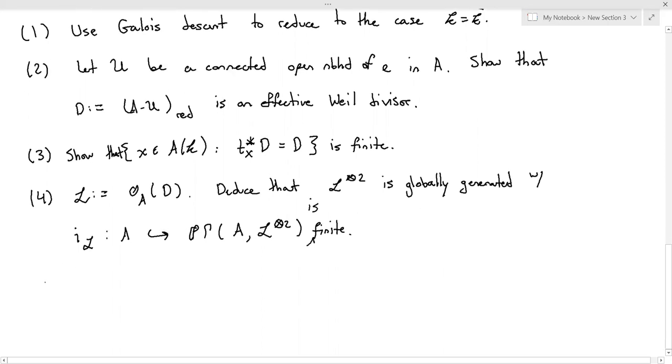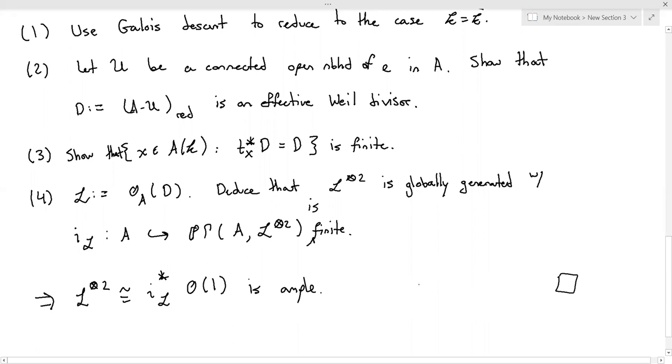And then once you know this, what you can do is say, okay, well, we know that the pullback of an ample line bundle by a finite morphism is also going to be ample. So basically this says that L tensor 2, which is none other than the pullback by the embedding associated to L of O of 1, where O of 1 is on this projective space, is ample. But if some positive power of L is ample, then L is ample as well. And that is what you want.